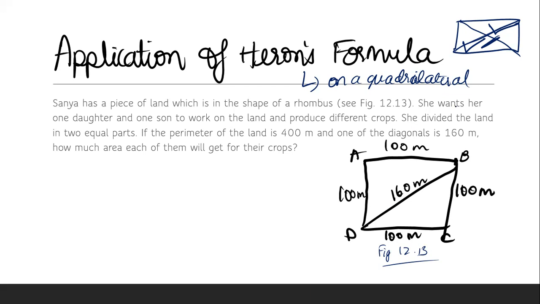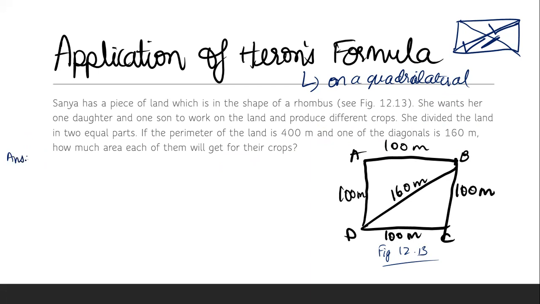So let's continue. She wants her one daughter and one son to work on the land and produce different crops. She divided the land into two equal parts. If the perimeter of the land is 400 meter and one of its diagonals is 160 meter, how much area each of them will get for their crops? So we need to use Heron's formula. How will we use it?